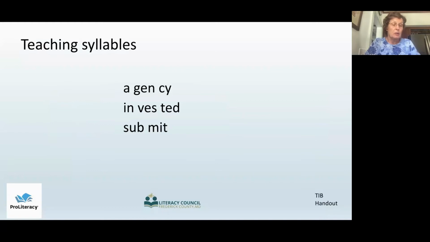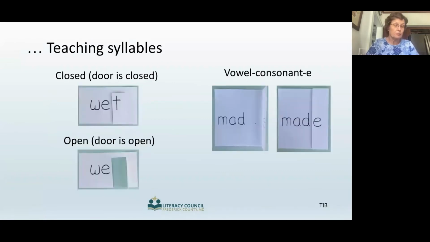When working with syllables, a student must first determine how many syllables are in a word. You can show them that by clapping the syllables as you say a word. You can practice it here to hear how many syllables are in each different word. Agency, invested, submit. Understanding syllables and the patterns can help with decoding.